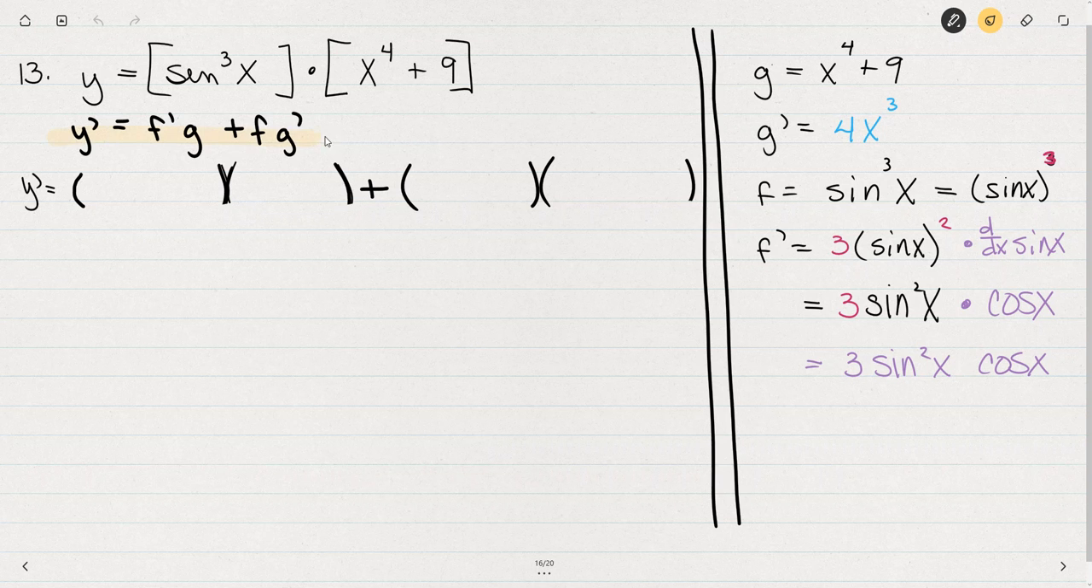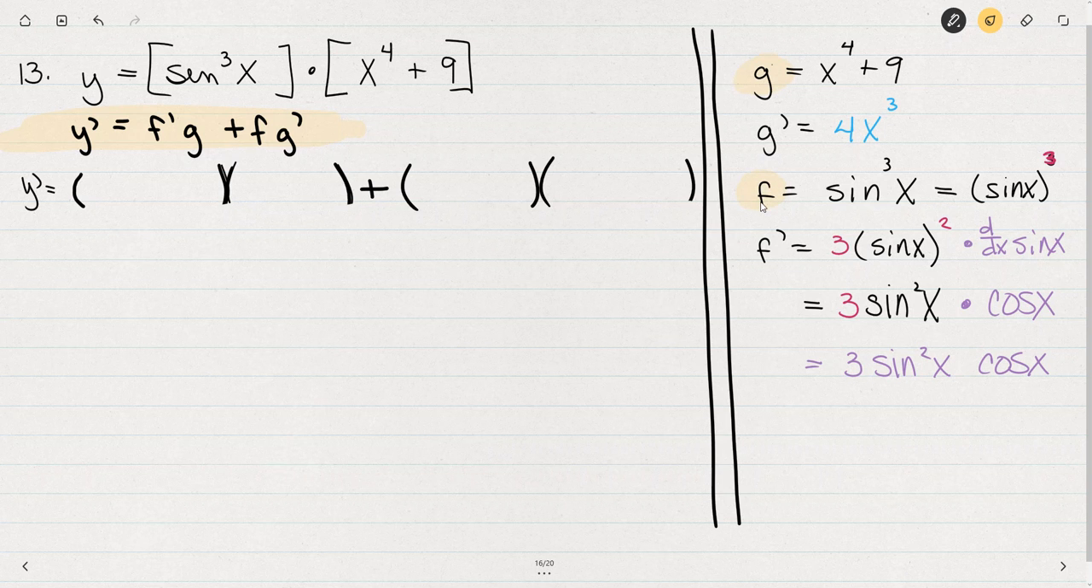This next example is applying the product rule. So I'm going to write out the product rule formula. The derivative of a product is the derivative of the first factor times the second factor, so f prime g, plus the first factor times the derivative of the second factor, so f g prime. Off to the right, I've written that the second factor is x to the 4th plus 9, and its derivative is 4x cubed.